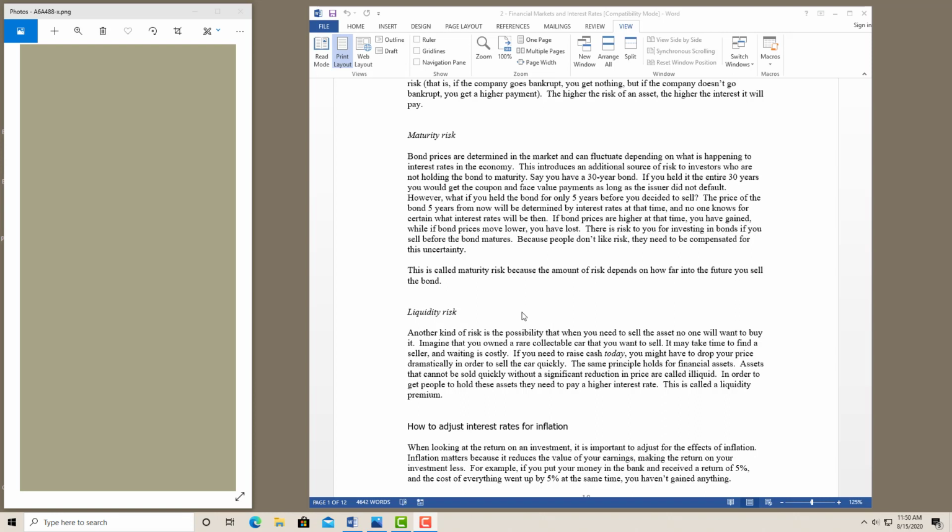Okay? So that's an illiquid asset because we could sell it quickly, but we could only sell it quickly if we drop the price a lot. A liquid asset is one that we can sell quickly without a reduction in price. Liquid assets are more valuable. We like liquid assets. So things that are illiquid, that is not liquid, we need to be compensated for holding those kinds of assets.